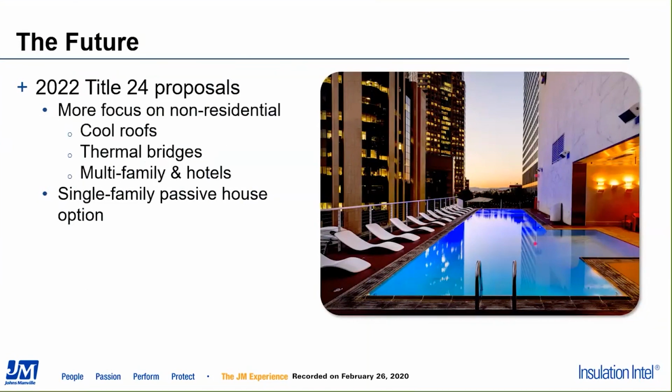The next round of the code is expected to focus more on non-residential, looking at things like cool roofs, thermal bridges, things like that. On the residential side, a proposal that's been put forward is to show that houses that comply with passive house rules could have that as another compliance option.